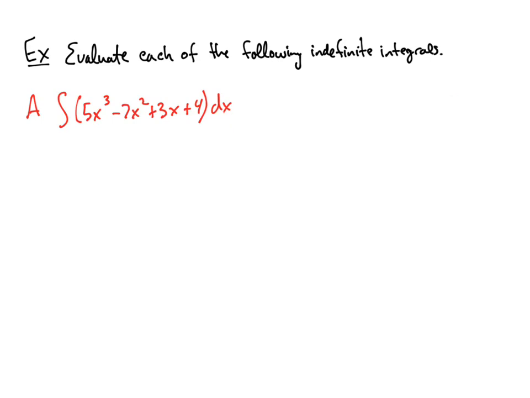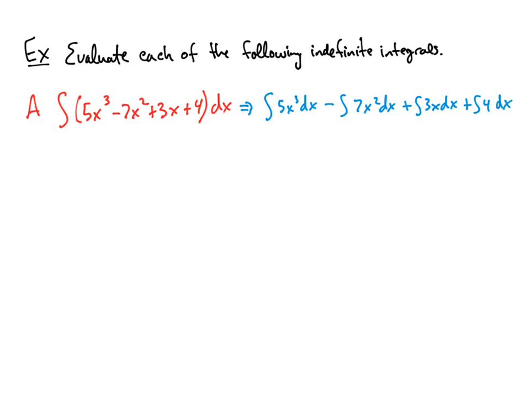Okay, so I'll use the sum and difference rule here. Pretty soon we won't be doing this every time, but what we could do is separate this polynomial that has 4 terms into 4 individual integrals. So the integral of 5x cubed dx minus the integral of 7x squared dx plus the integral of 3x dx plus the integral of 4 dx. Okay, so we can split this up into 4 different integrals, and that was the sum and difference rule.